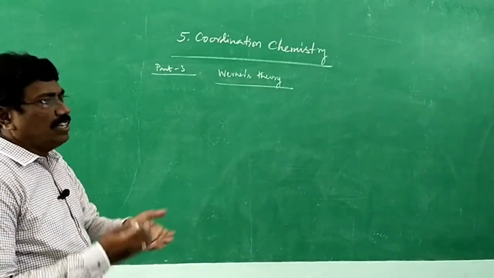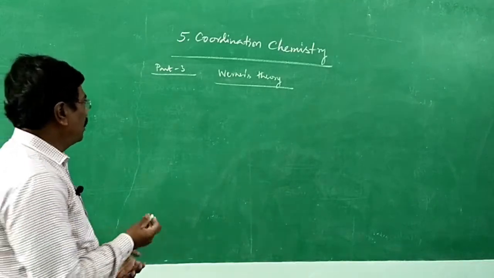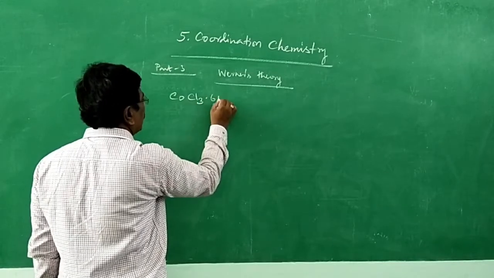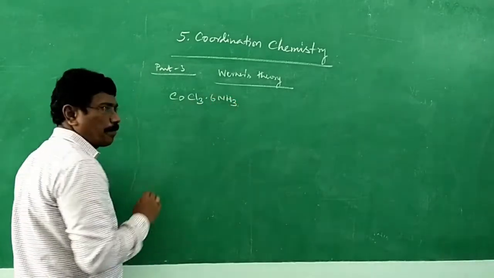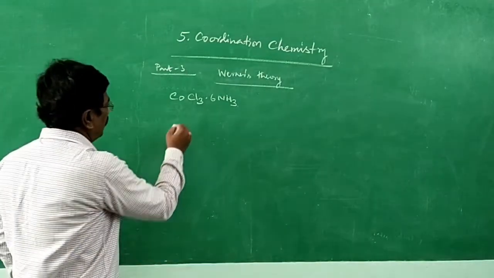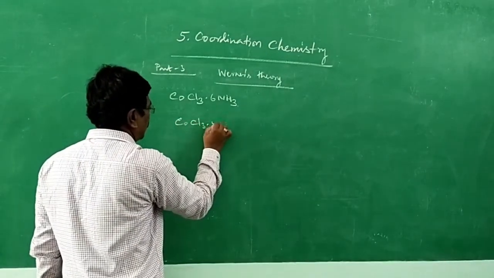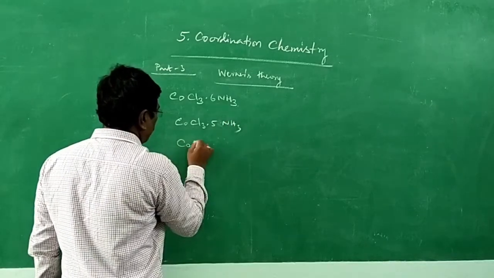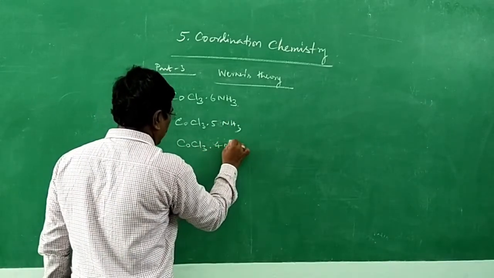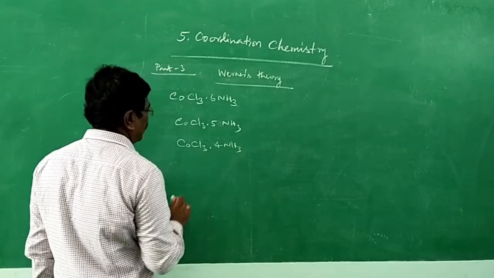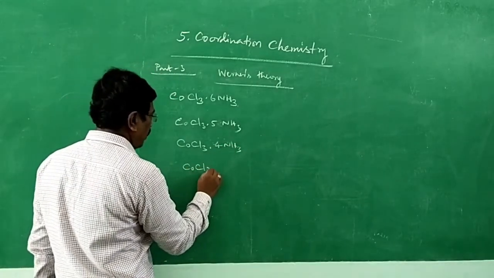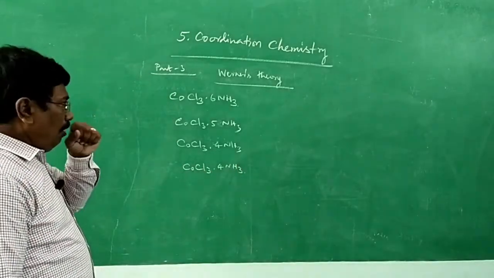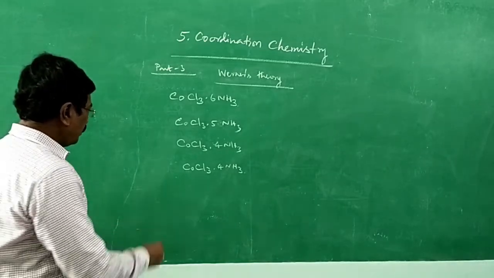Before we actually enter into Werner's theory, we should know something about the complexes that we discussed in the introduction: CoCl3·6NH3, CoCl3·5NH3, and CoCl3·4NH3, again CoCl3·4NH3. These are the 4 compounds I have given, and I gave their colors earlier.